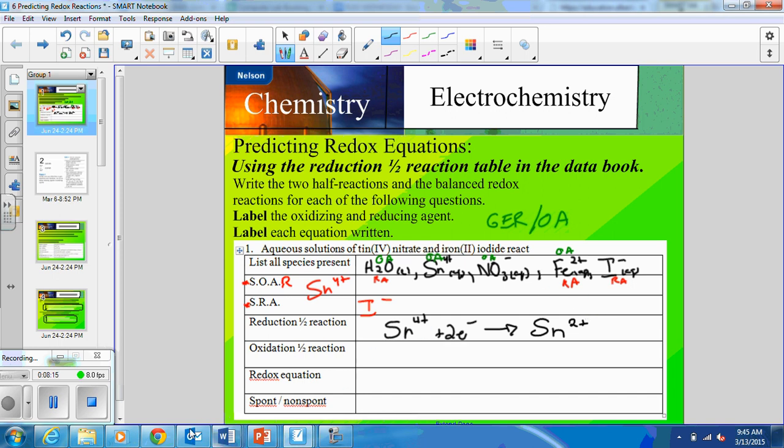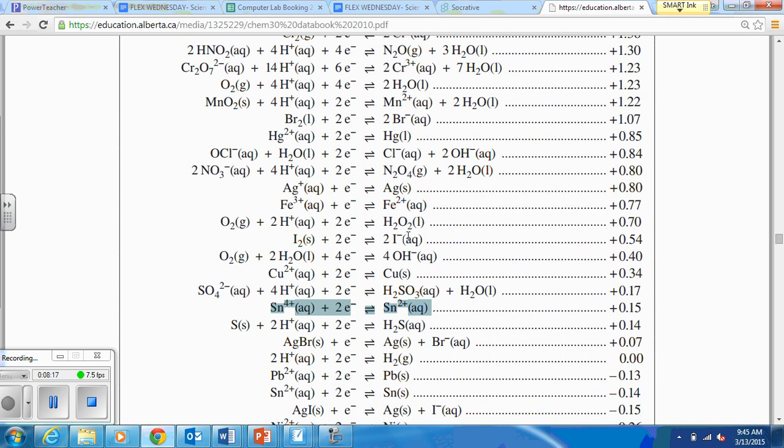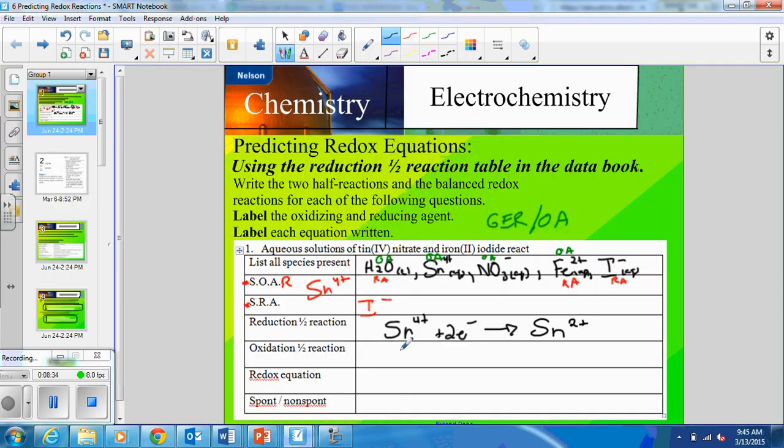And then iodine, okay, this is our oxidation half reaction. Remember that we read it backwards. So we read it from right to left to get the oxidation reaction. So I've got 2 iodide ions, and it's going to lose 2 electrons to give me solid I2. If we look, I've got 2 electrons on each side of the arrow, so I can cancel those out.